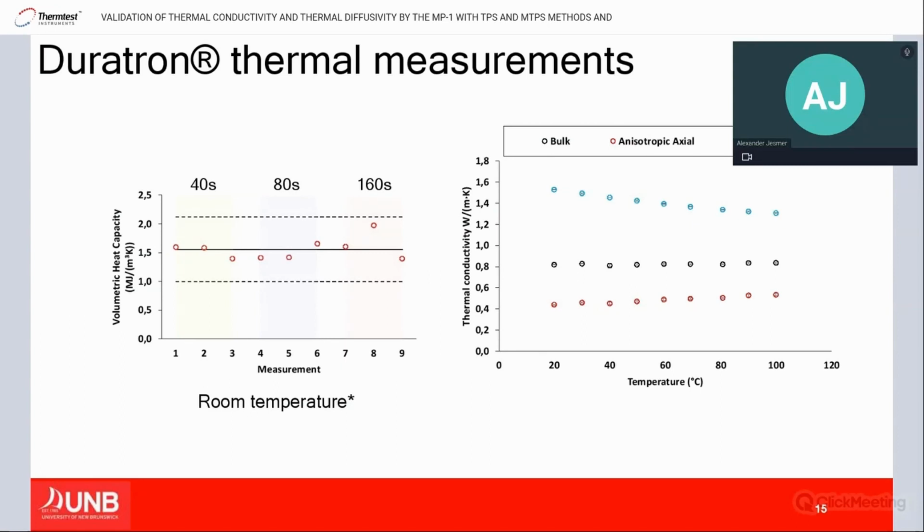So we see that even though there's very little difference in bulk thermal conductivity up to 100 degrees, we do see significant changes in the 2 different anisotropic thermal conductivities with temperature, both seemingly converging around the glass transition temperature of the material.